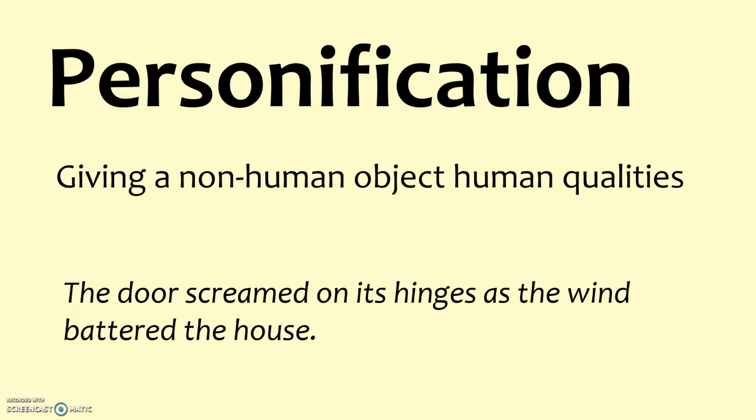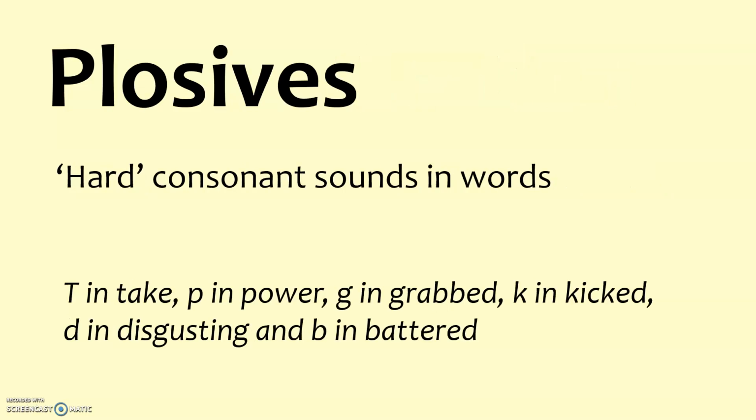Personification, giving a non-human object human qualities, as I've said there. For example, two examples in this one. The door screamed on its hinges as the wind battered the house. Doors aren't alive and can't scream. Wind isn't alive, it can't batter something. But we use that to almost create an effect, making something come alive, which isn't actually alive. So personification, to personify something. The opposite of that is when you make a human sound like an object, is objectification, which is the opposite of personification.